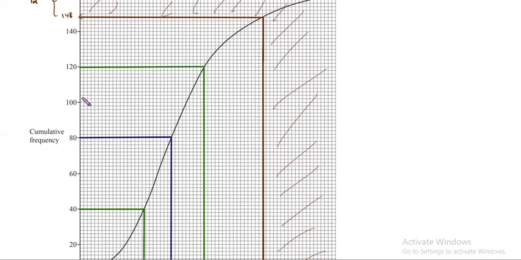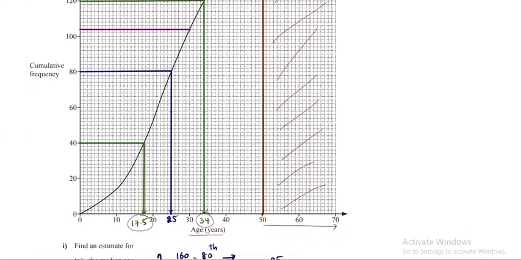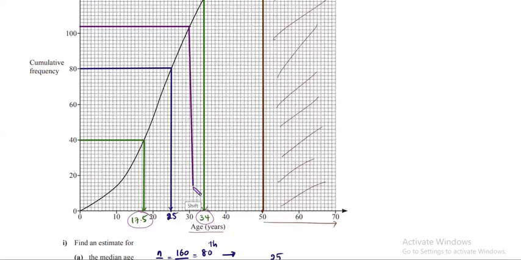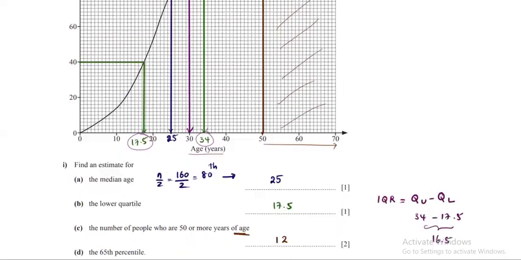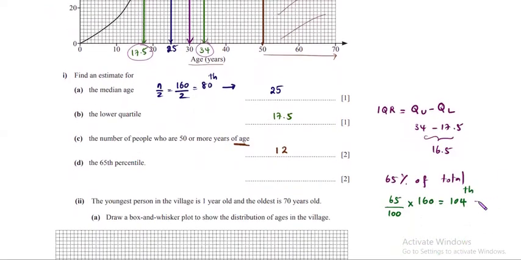So I'm gonna draw a line at 104 until I meet the graph like this. At this point, I will be finding the value of x. So this is the value of x, that is going to be 30, which means the value that is represented by this 104th score is going to be 30. That will be the 65th percentile.